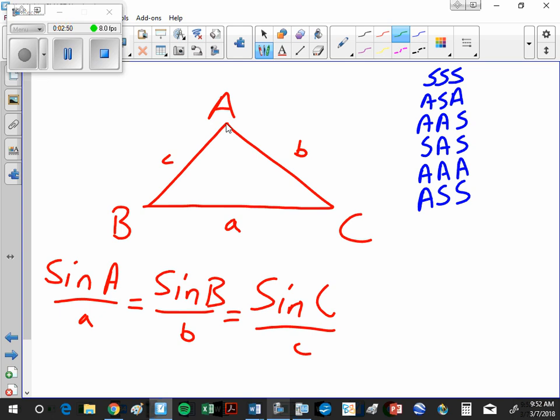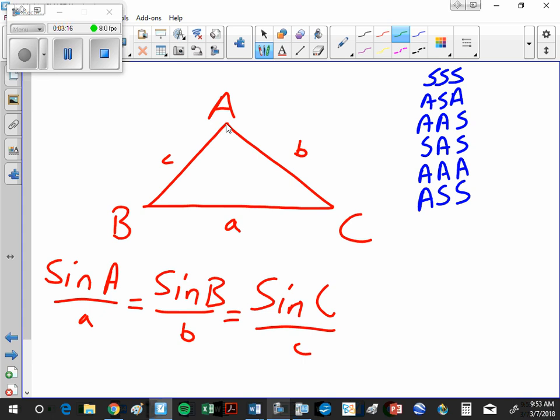Basically, if I give you 3 parts of a triangle, now there's 6 parts, 3 angles and 3 sides. If I give you 3 parts, can you figure out the other 3? That's basically the question. Well, what 3 parts will I give you? Here are the options. Side, side, side, angle, side, angle, angle, angle, side, side, angle, side, angle, angle, angle, and angle, side, side.